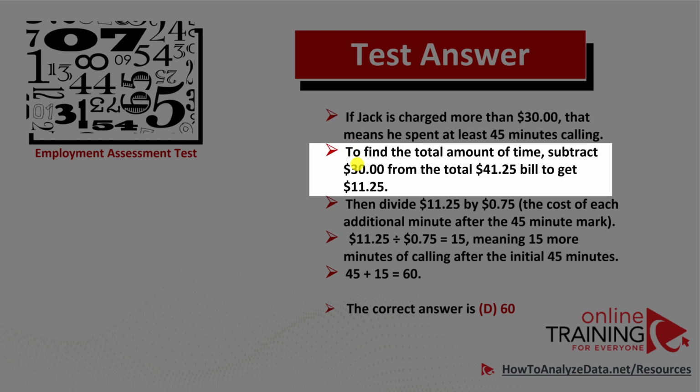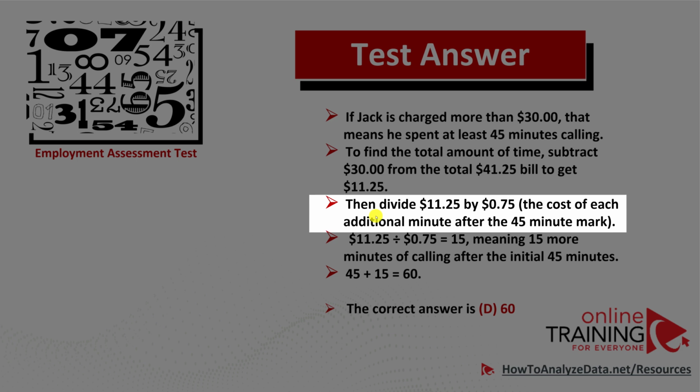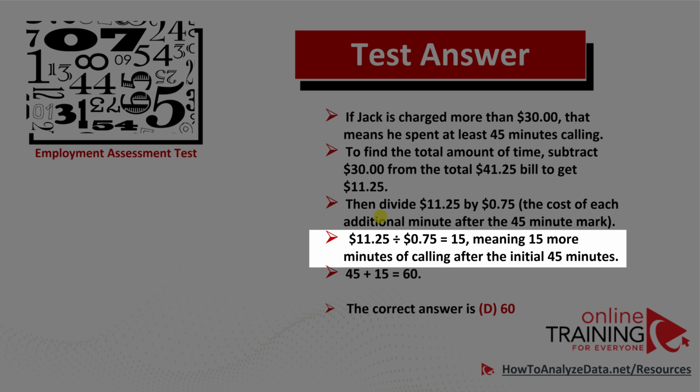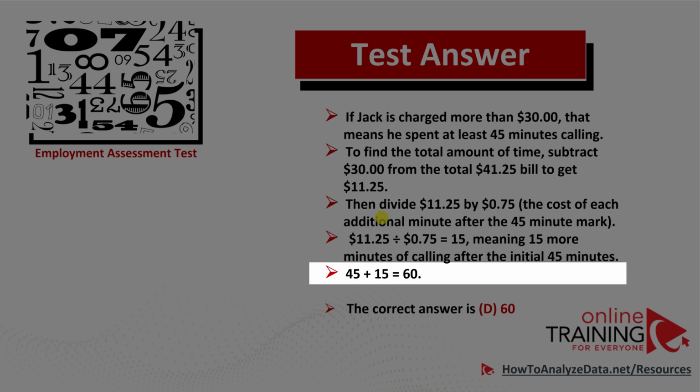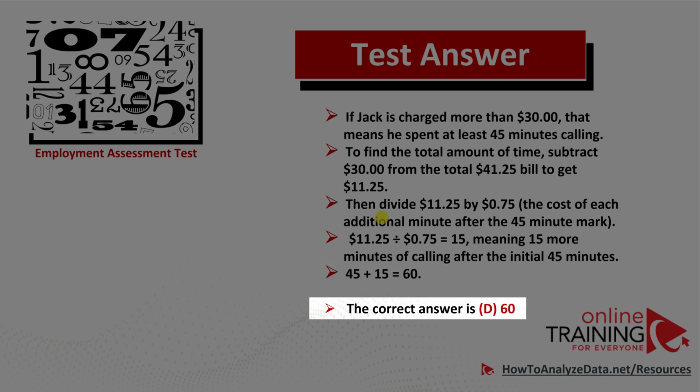To find the total amount of time, we need to subtract the fixed charge from the total of $41.25, and that would be an equivalent of $41.25 minus 30, which would be $11.25. In the next step, we need to divide $11.25 by 75 cents per minute, which is the cost of each additional minute in the variable portion of the bill. $11.25 divided by 75 cents is equal 15, which means 15 more minutes of calling after the initial 45 minutes. So the correct answer is 45 plus 15 equals 60, and the correct answer is D, 60.